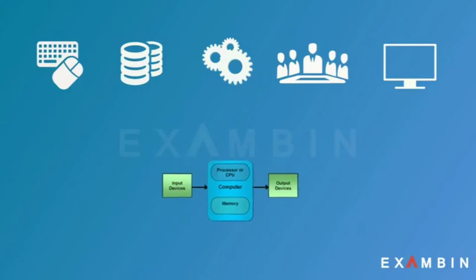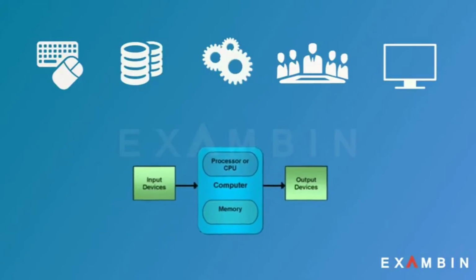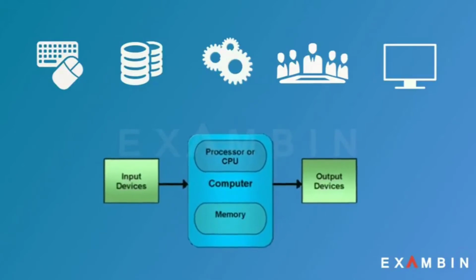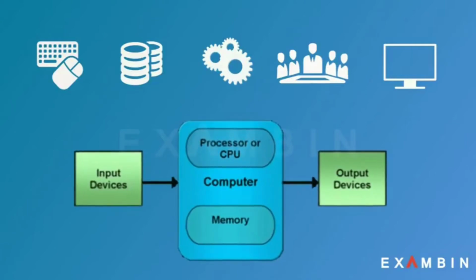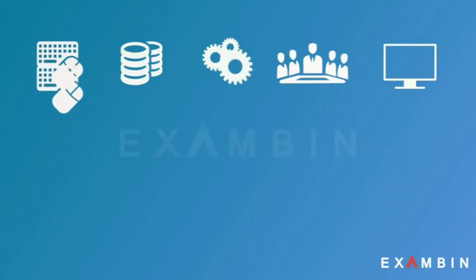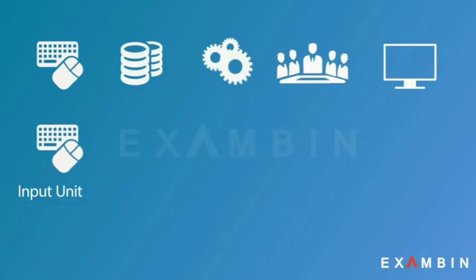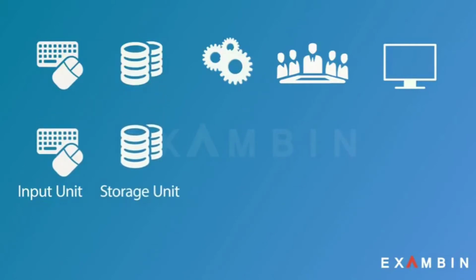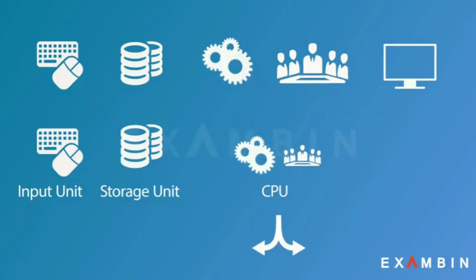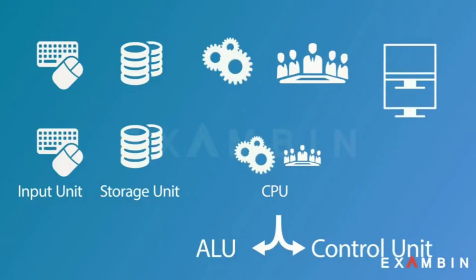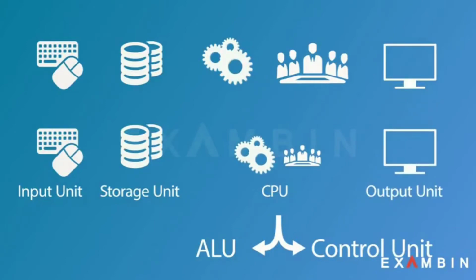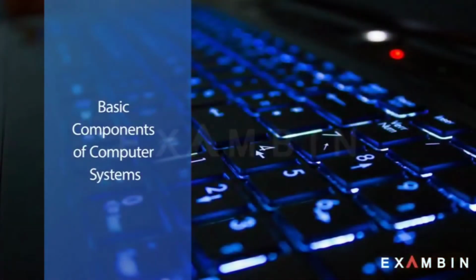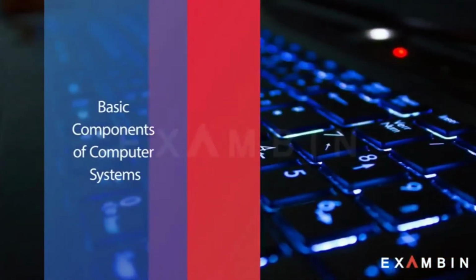So basically, any computer system is divided into four major basic units. Number 1, input unit. Number 2, storage unit. Number 3, central processing unit, which is further classified into arithmetic logic unit and control unit. Number 4, output unit. Let us see brief information about these units.